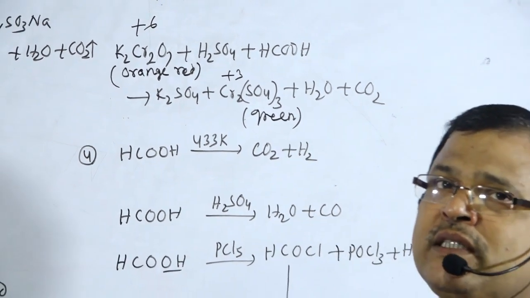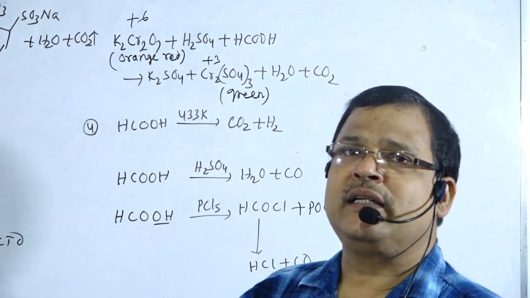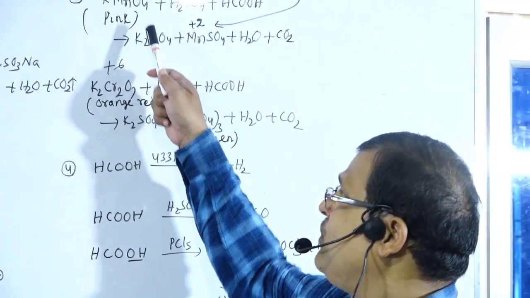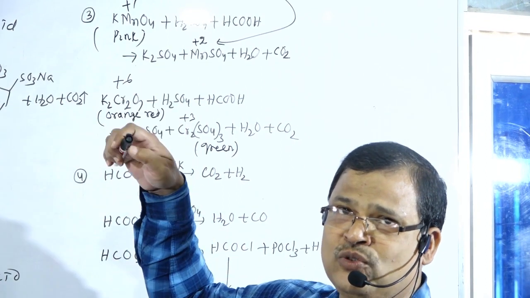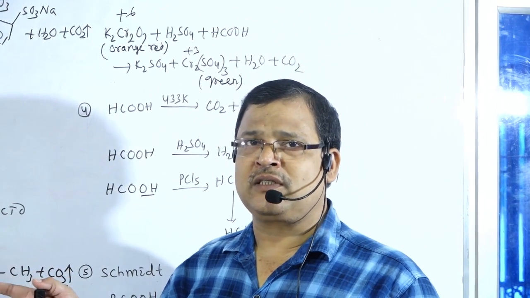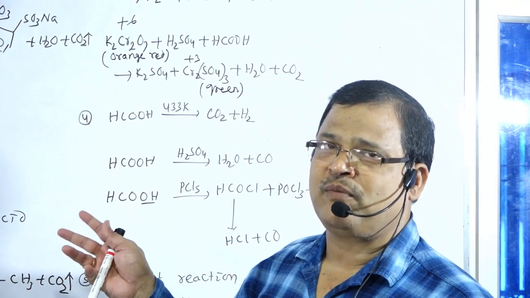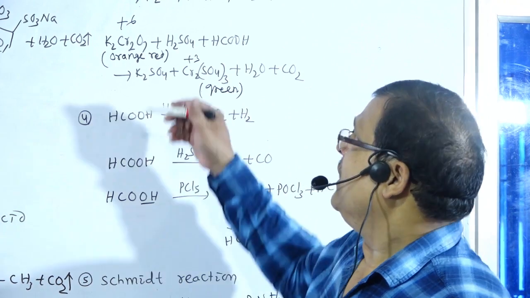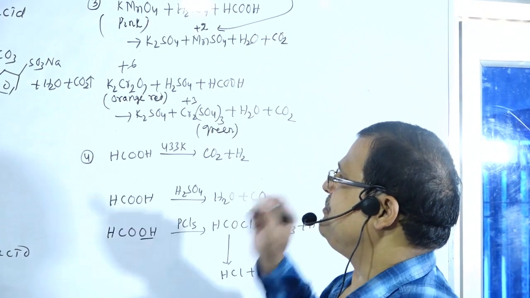In the last class we also discussed the special reactions of formic acid that discharge the color. The colors of KMnO4 or potassium dichromate are discharged, or they reduce Tollens reagent and Fehling solution. In the last class we also discussed mercuric chloride being converted to mercurous chloride, a white precipitate. These are the specific reactions of formic acid.